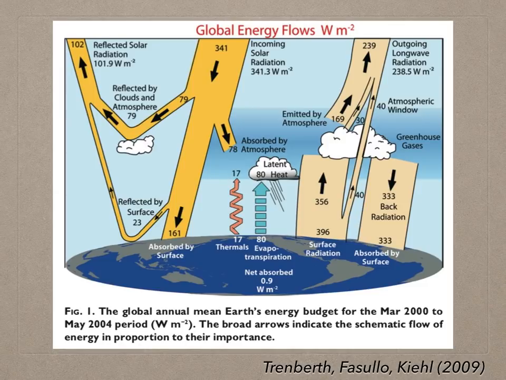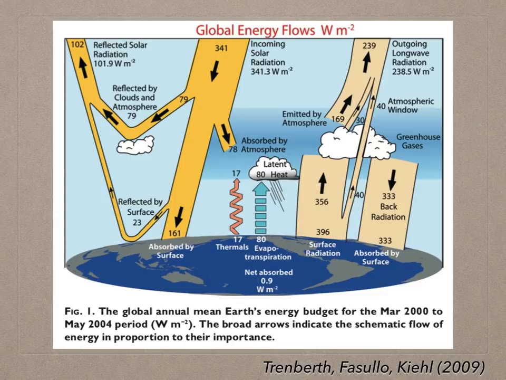You can see on the left that the incoming solar radiation is composed of various parts. Most of the energy coming from the sun reaches the surface to warm the surface. That's the 161 watts per meter squared absorbed by the surface. There is, however, about 30% of that incoming radiation from the sun which is reflected back to space, and it's not available to warm the Earth's climate system. It's reflected by both clouds and the surface.